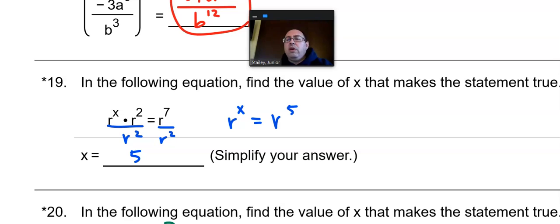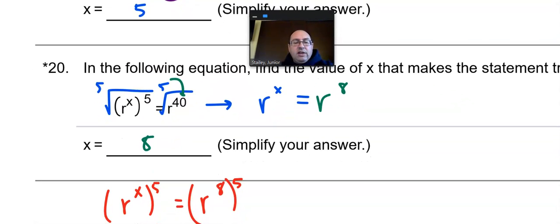Okay, a couple small equations for you to solve that involve these kinds of properties. How do we get rid of multiplication? Of course, we divide. And when we divide by r squared, we have r to the 7th over r squared. Well, we subtract the exponents. And that's how we know that x is equal to 5.